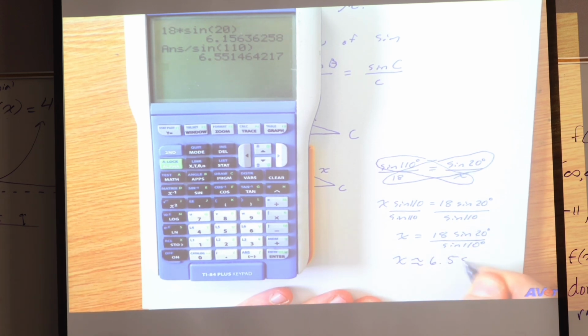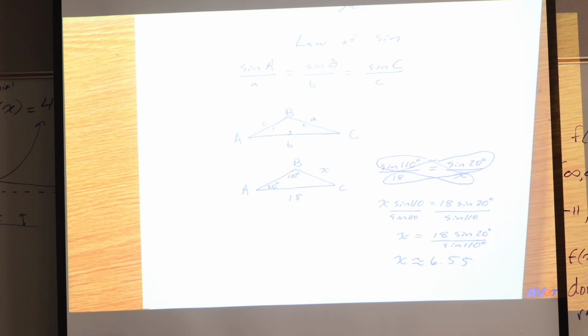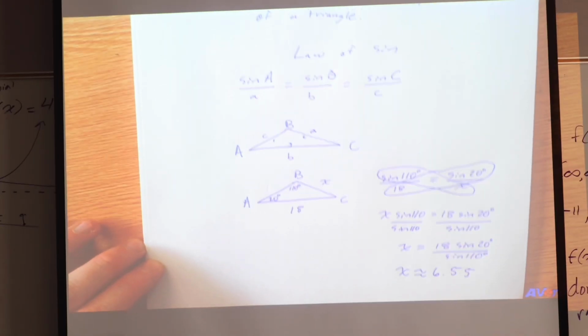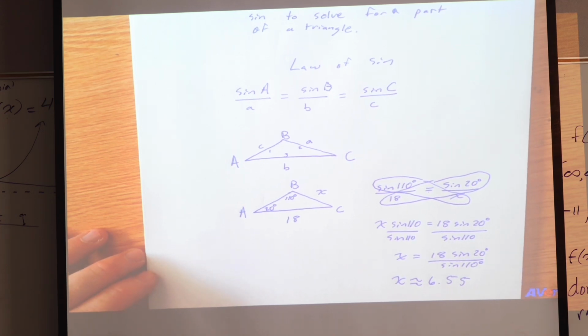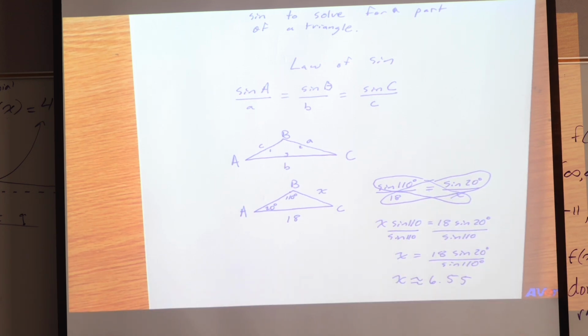6.55. Now notice as soon as we rounded, we switched from the equal sign to the approximately. Again, that's one of those minor details, but I think it's really important to teach math in the most correct way possible. All right, that is how we use the law of sine to solve for a missing part of the triangle. Thank you.